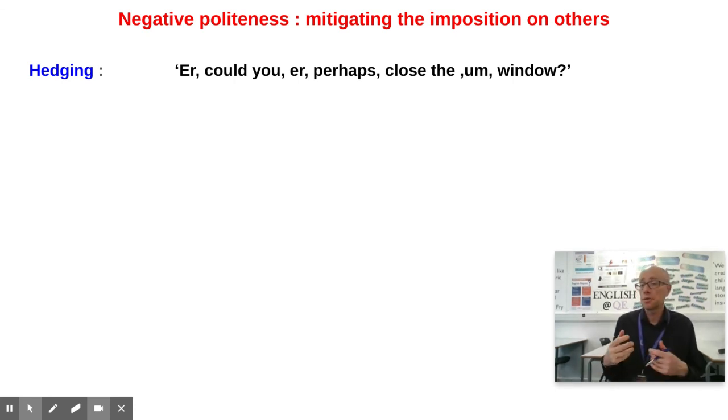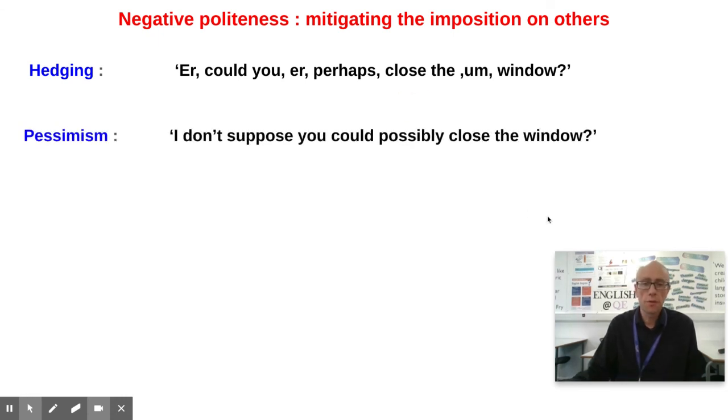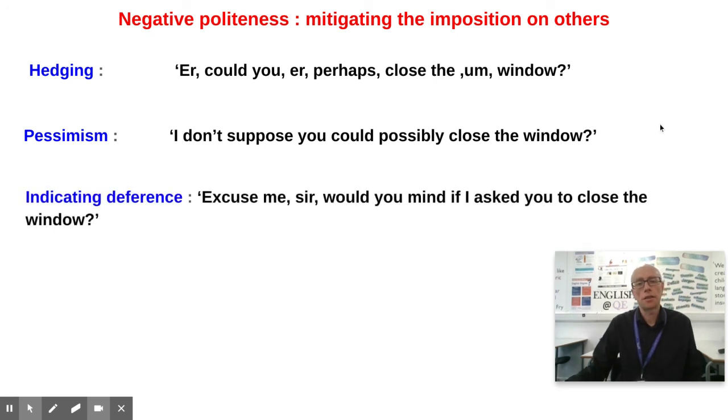Could you perhaps close the window? So we've got these non-verbal fillers here, which try and hedge the issue. We've also got a hedging adverb here, perhaps. The second way that we do it is by being pessimistic. I don't suppose you could possibly close the window. So phrasing it in a pessimistic way like that gives the option to the other person to perhaps refuse your request.